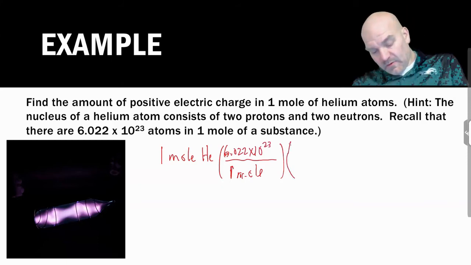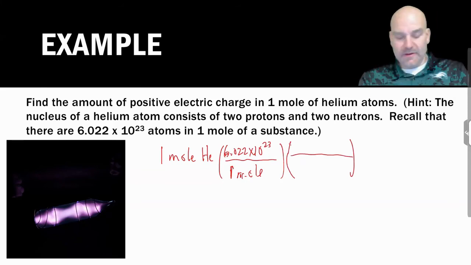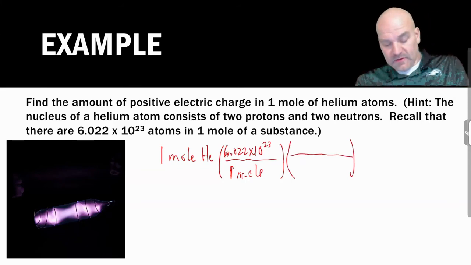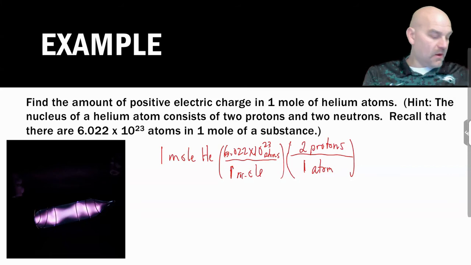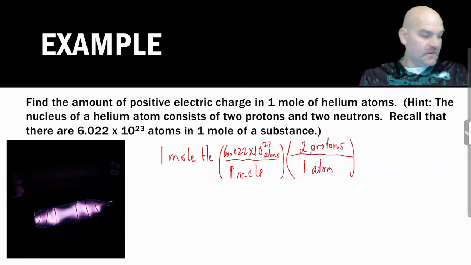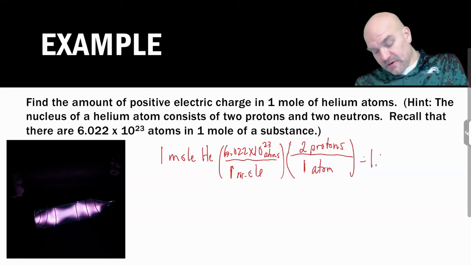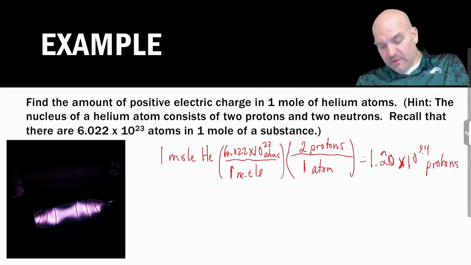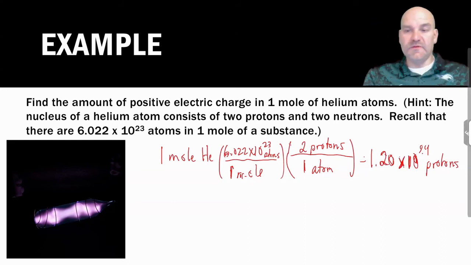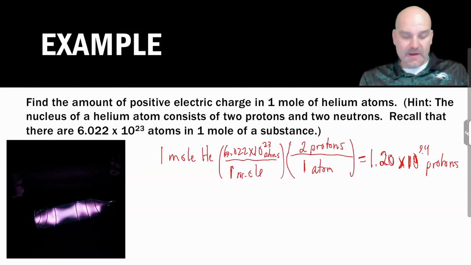What we need to do is find out how many protons are in 1 mole of helium. We know that 1 atom is 2 protons, so we multiply that all through, and we get 1.20 times 10 to the 24th protons. Again, there's a lot of protons in 1 mole of helium, because you've got 6.022 times 10 to the 23 particles, or atoms.